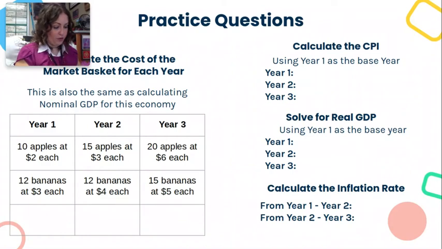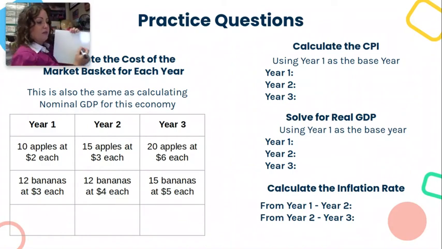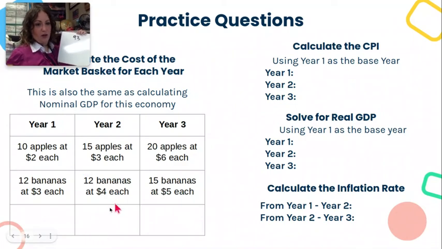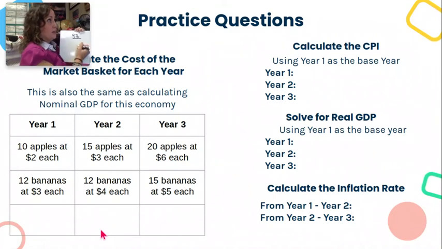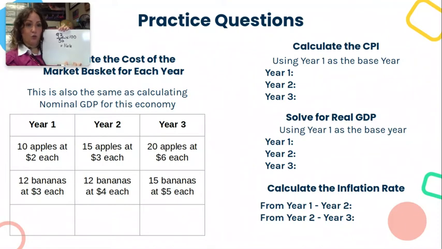Year two, though, is not going to be 100 for the CPI. For year two, I use the market basket price for year two in the numerator, which is 93. That was the number in this box down here, divided by the market basket price of the base year, which was 56, times 100. So it's 93, the market basket price of year two, divided by the base year market basket times 100, and that is going to be equal to 166. So the CPI in year two is 166.